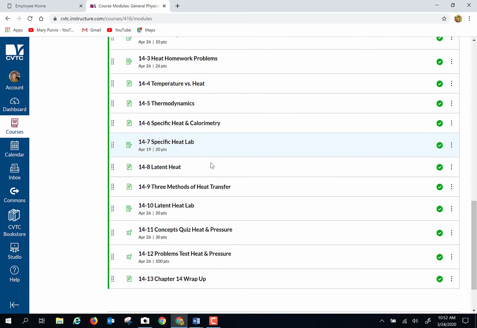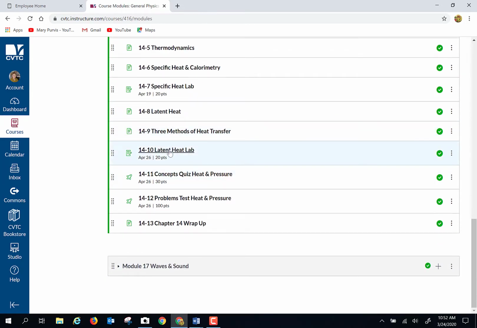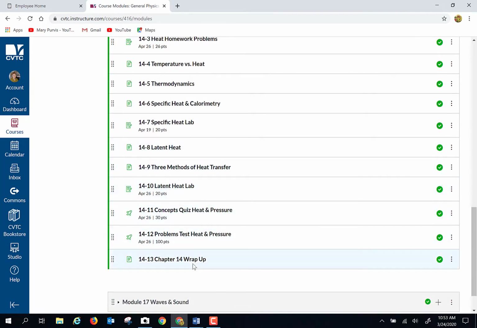The end of the second week are going to be the study guide, the homework problems, the second lab, Latent Heat Lab, plus the concept quiz and the problems test, and it will cover all of heat, plus the module we did prior, which is the pressure module. So a nice big test. Pressure was small, only had a couple little equations, but that will be part of the test that's coming up.